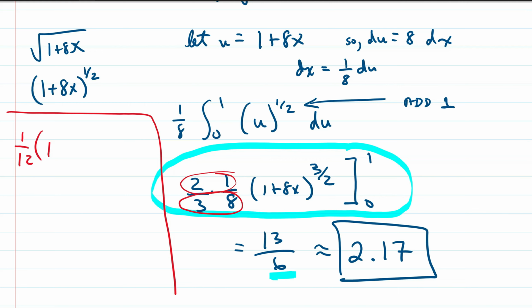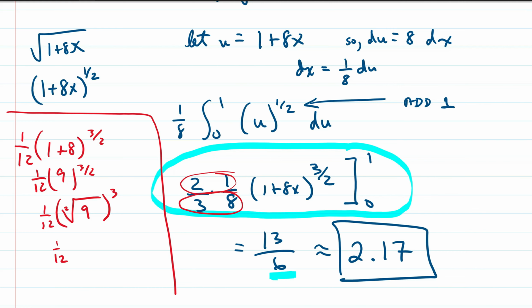So we have 1/12, and then plugging in the 1 for x, 8 times 1 is just going to be 8, so that's 1 plus 8 to the 3/2 power. Okay, so then that's going to be 9, right? 1/12, 9 to the 3/2 power. 3 over 2, what does that really mean? That means the square root of 9, and then it means to cube it, according to the definition that we know from algebra. So 1/12 times the square root of 9 is 3, and then you cube that 3, that's going to be 27. So this is going to be 27 twelfths, which reduces to 9/4, right?